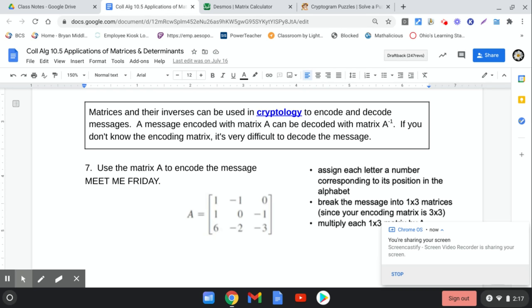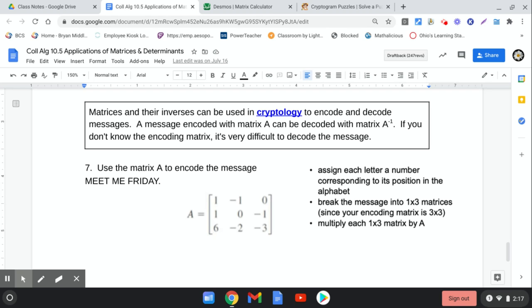All right, it is now time for my absolute favorite application of matrices, and this is their applications to cryptology. Cryptology is the science of encoding and decoding secret messages. So when you hear that, you often think about spies and government secrets and whatever. But in reality, we use cryptology all the time.